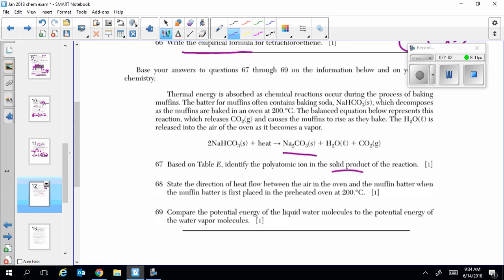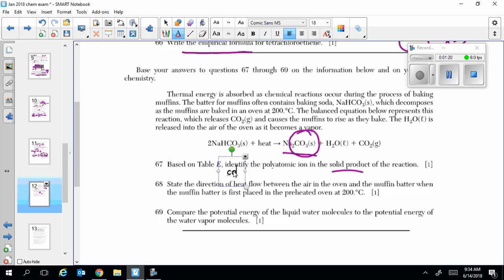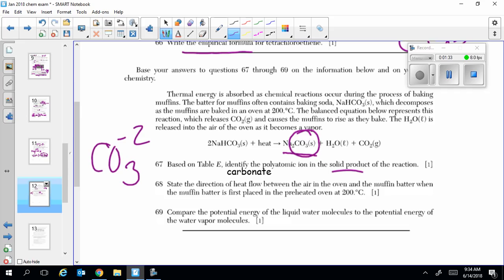So here's the solid product of the reaction. The polyatomic ion is CO3. So you go over to table E and you look up CO3, and CO3 is carbonate. So you just want to write that right in. Carbonate. All right, now if you wrote out CO3, you could write out the ion. So you would write out CO3 negative 2. That's also what it is. I've identified the ion, whether I write it out this way or I name it.